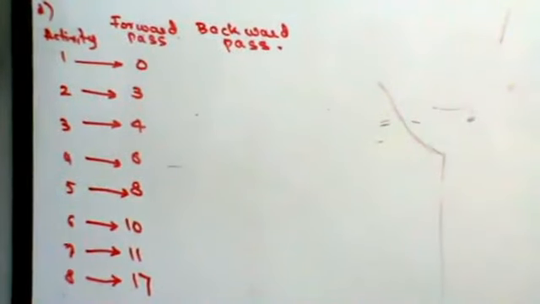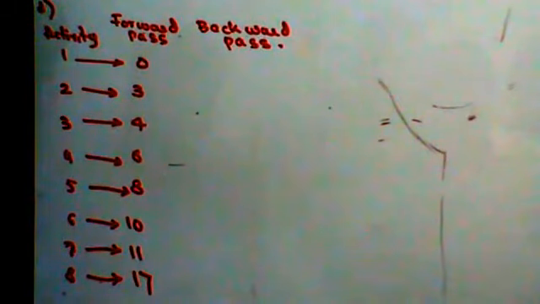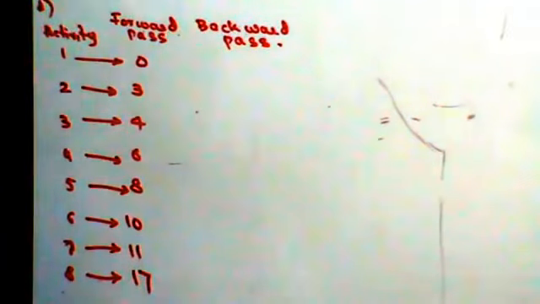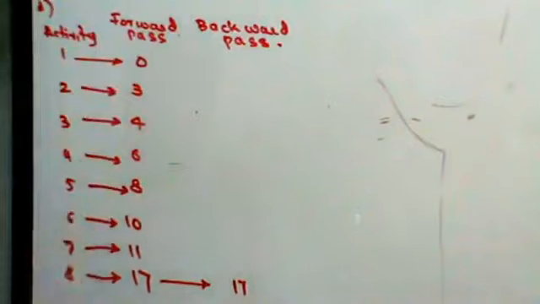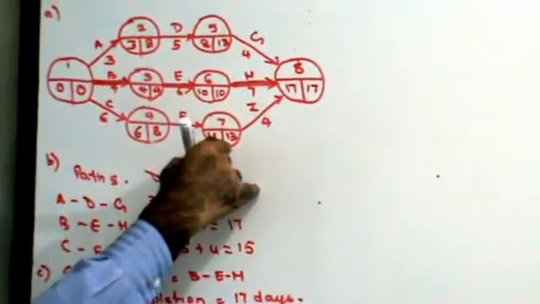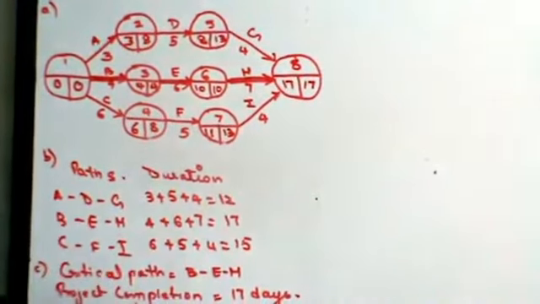What do I understand by backward pass? It is the calculation of the latest occurrence of all time. Right? Now, backward pass, I'm going to move from behind up. Backward pass means I have to take end time. Right? Now, end time for this is 17. For event 8 is 17. Right? End time for event 7 is 13.